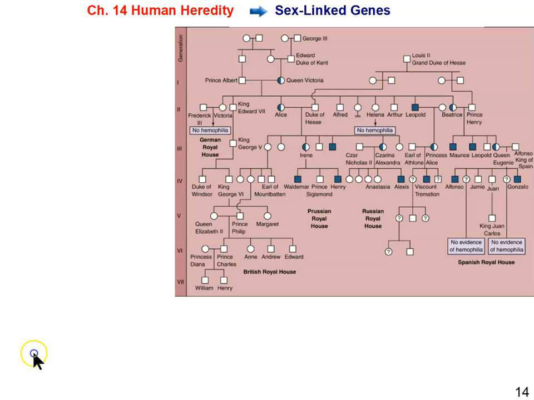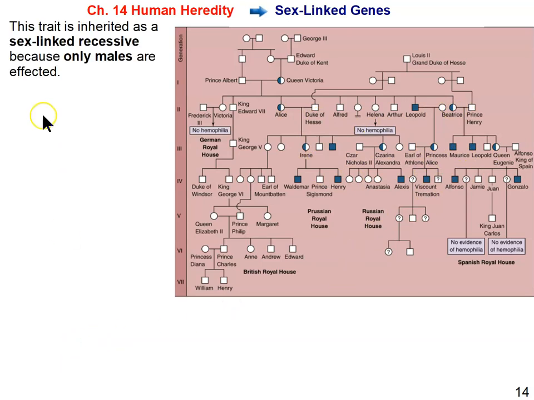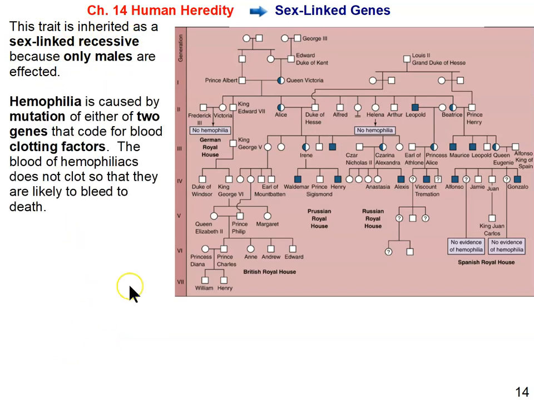And the first thing that you might realize and should realize is that the only ones that actually have full-blown hemophilia are males. And that's your clue that you're dealing with a sex-linked trait. Females are only carriers in this family tree, in this pedigree. So this trait is inherited as sex-linked because only males are affected. That's your clue anyway. That doesn't mean it's impossible for females, but it's not likely.